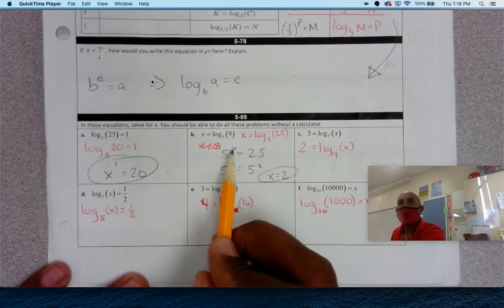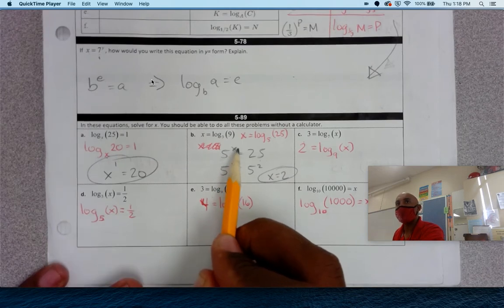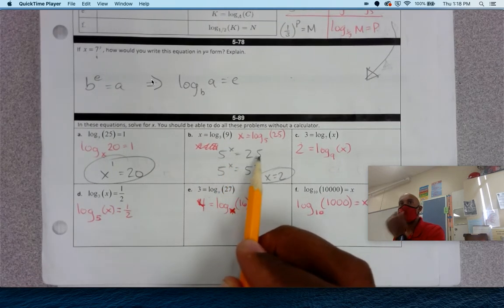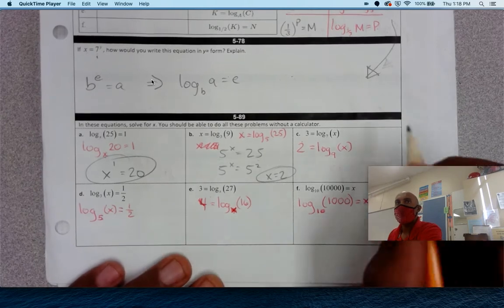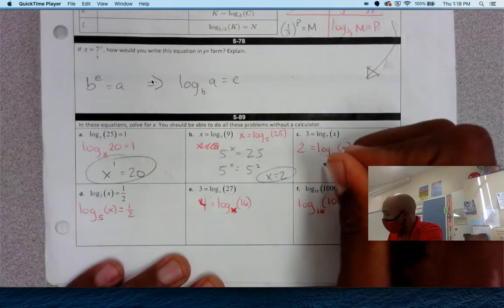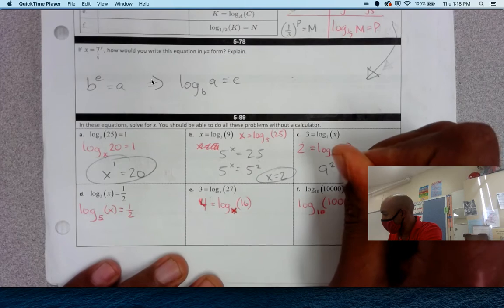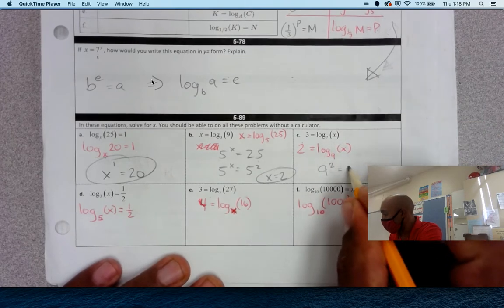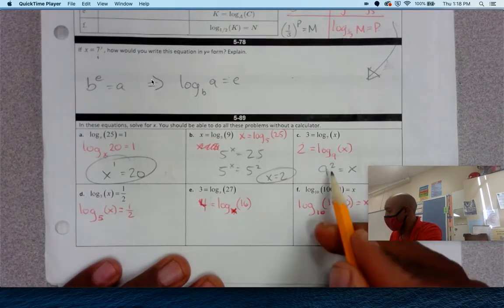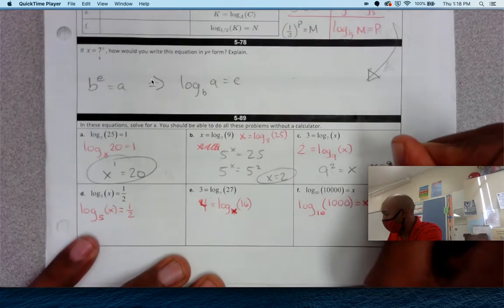So in other words, what this equation says is, what power do I raise 5 to get it to equal 25? It's 2. All right, so now this one, that's a 9, so 9 squared, 9 to the 2 equals x. And what would that be? x equals 81.